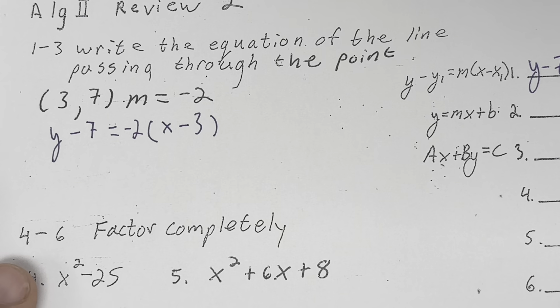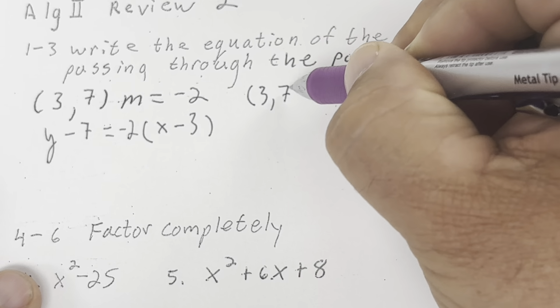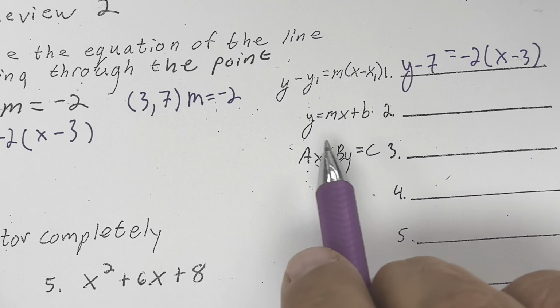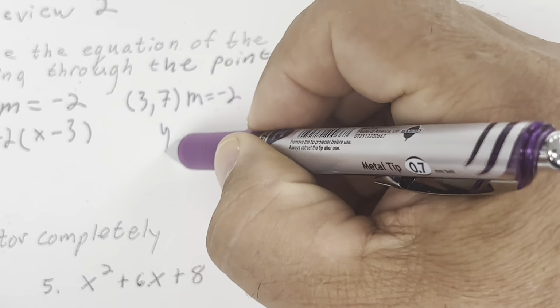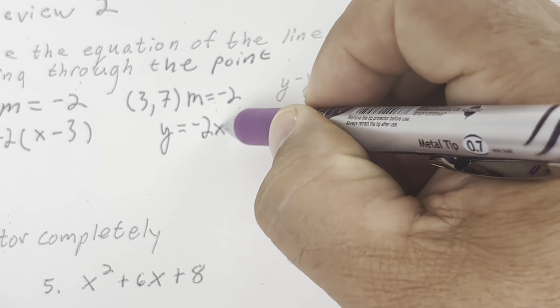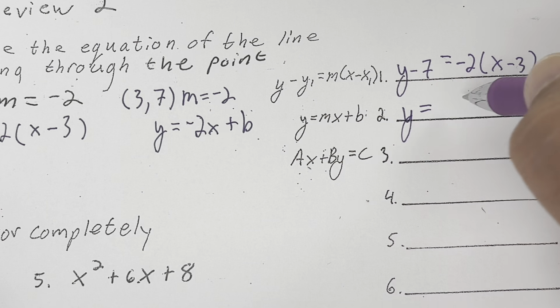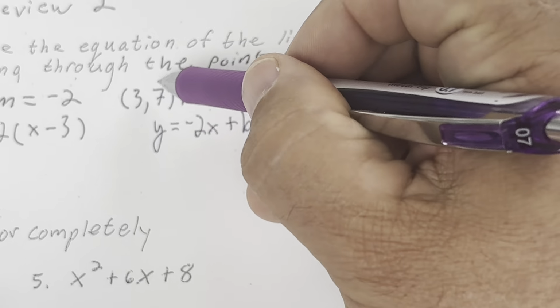Y equals mx plus b. I'm going to write down the ordered pair again: (3, 7). Slope equals negative 2. Now to do y equals mx plus b, I already have my m is negative 2. So I'm going to write down y equals negative 2x plus b. I'm almost done. I just need to figure out what b is. So y equals 7.